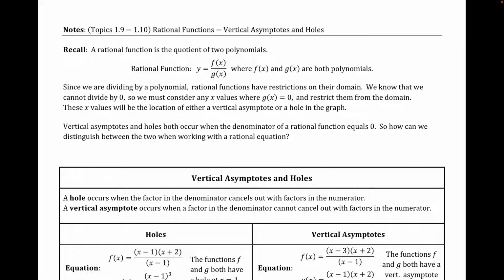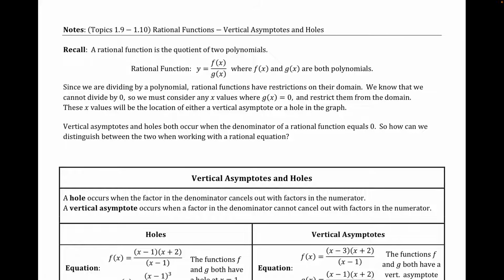I'm going to go ahead and read. You guys are reading along with me. Since we are dividing by polynomials, rational functions must have restrictions on their domain, aka you can't ever divide by zero. We know that we cannot divide by zero, so we must consider any x values where the bottom is set equal to zero and restrict them from the domain. Say, don't accidentally divide by zero. These x values will be the location of either a vertical asymptote or a hole, one or the other.